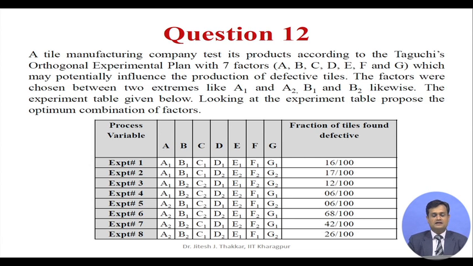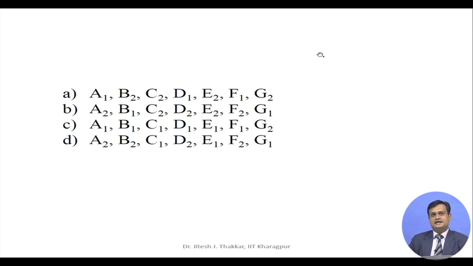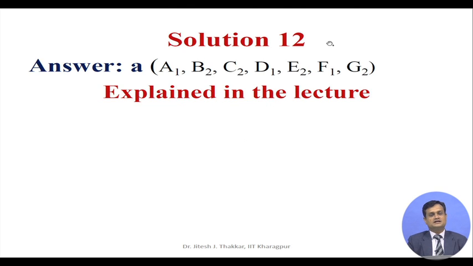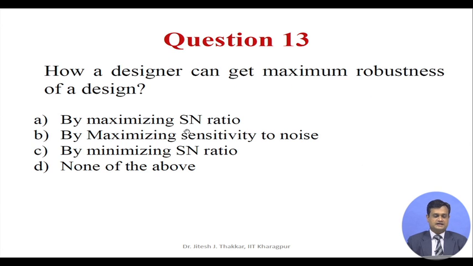Looking at this table, propose the optimal combination of factors. This is really an interesting question, and if you have gone through the video lecture of the course, then you would identify there are various options given: A, B, C, D. You can easily identify that the correct solution is A, that is A1, B2, C2, D1, E2, F1 and G2. I am giving you the hint that this part is explained in detail in the lecture, and if you are not clear, please refer to the lecture once again.